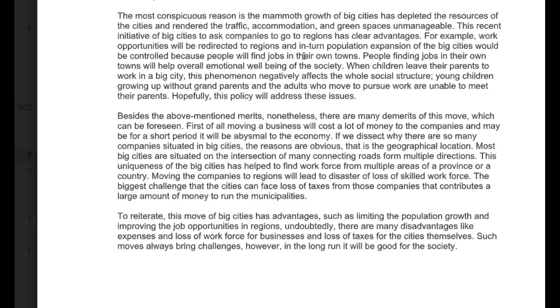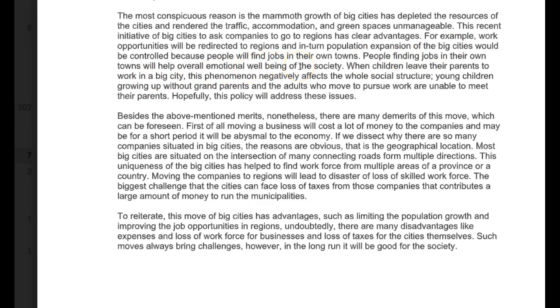Forgive me. This recent initiative of big cities to ask companies to go to not regions, that doesn't make sense, to I don't know, rural locations perhaps, has clear advantages. For example, work opportunities will be redirected to these regions, and in turn, the population expansion of the big cities would be controlled because people will find jobs in their own towns. People finding jobs in their own towns, okay. All right, people finding jobs in their own town will help overall emotional well-being of the society.